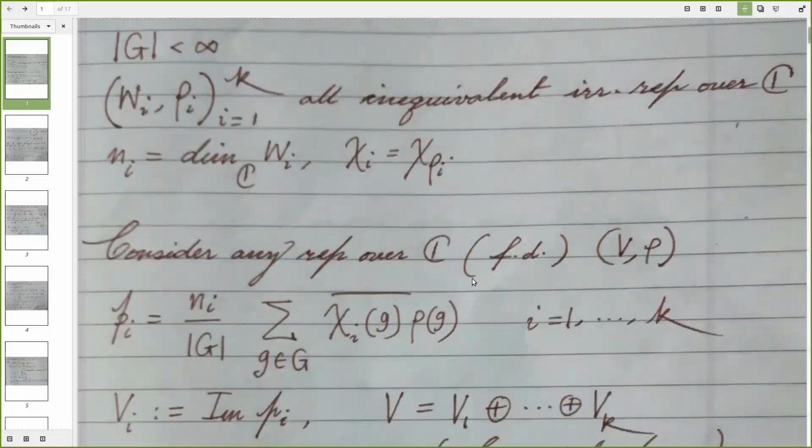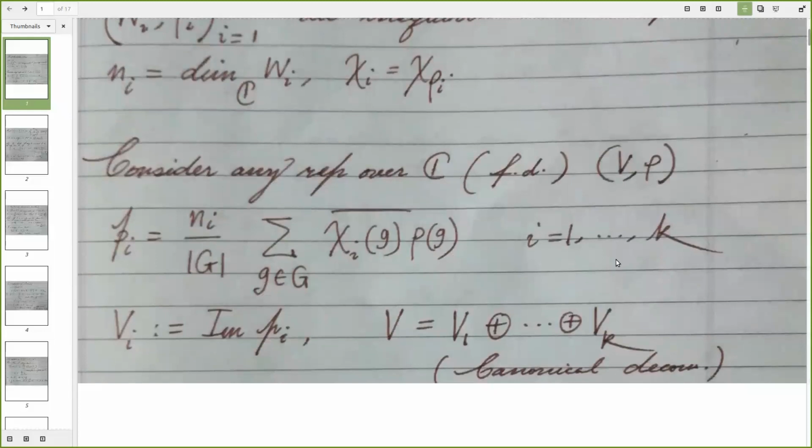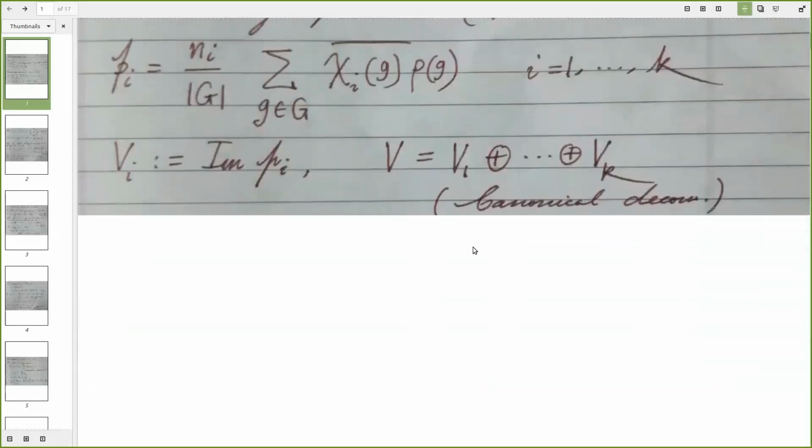Now consider any finite dimensional complex representation (V, rho) of G. For each i from 1 up to k, you can define a linear operator P_i on V, which is defined as follows. In one of the earlier classes, we have already seen that each P_i is a projection operator. So if we denote its image by V_i, then V_i happens to be a G invariant subspace of V, and that leads us to the following decomposition of the representation rho, which we commonly refer to as the canonical decomposition.